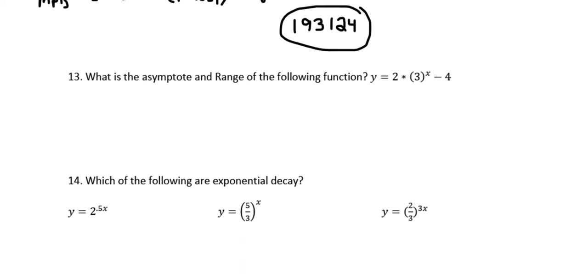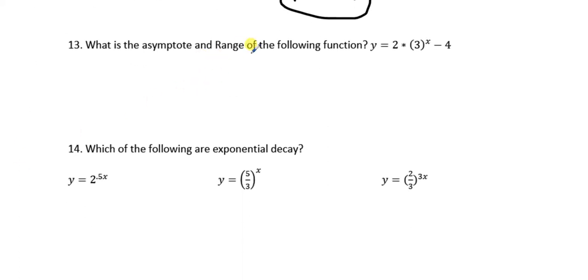All right, question number 13. Asymptote and range of the following function. This graph, let's undo that there. I'll put a line down, make a little graph. And at 0, 3 to the 0 is 1. We're at -3, -1, 2, 3. And this is an exponential function.